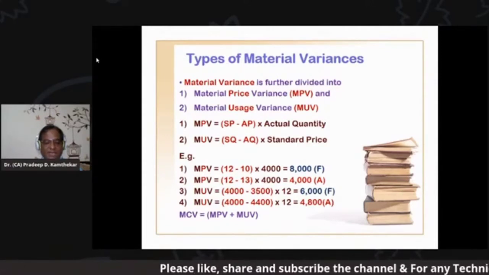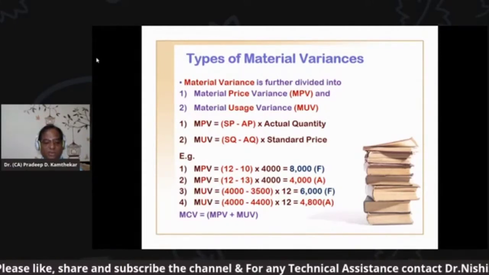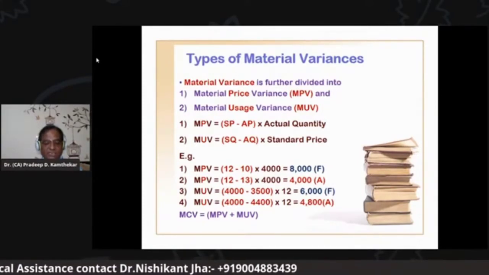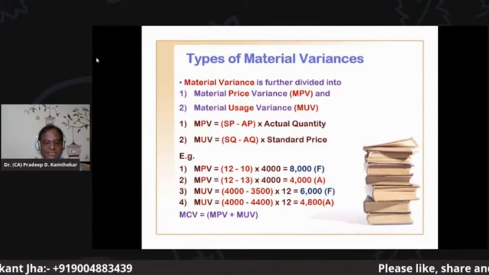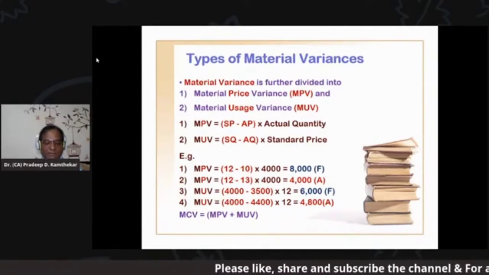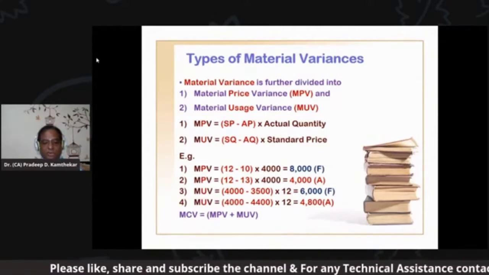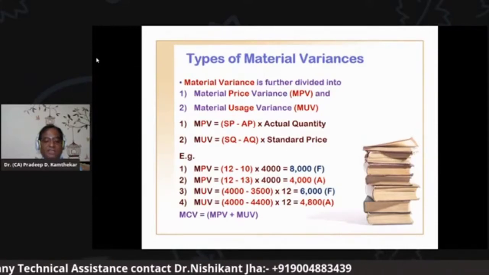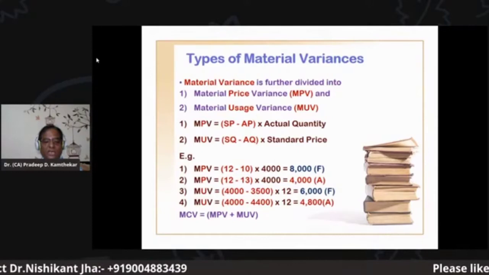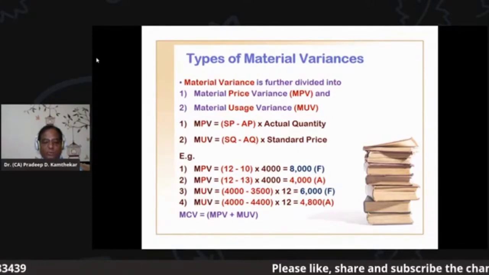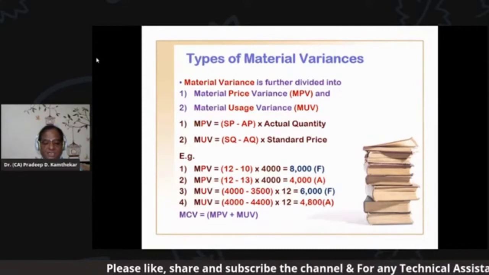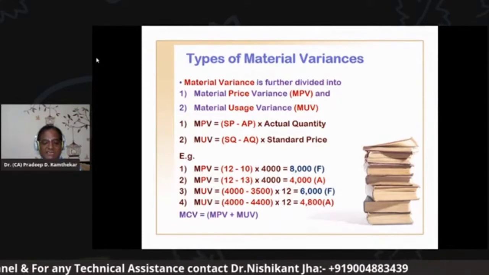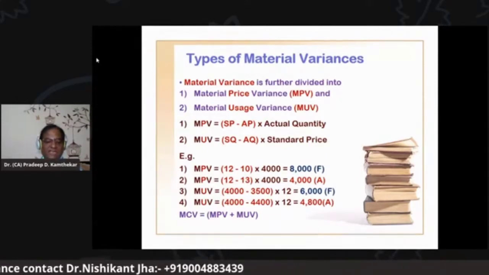And see the last example, where the standard quantity was 4,000 and the actual quantity is 4,400. That means here the business thought of only purchasing or utilizing 4,000 kilograms of the material, but in reality 4,400 kilograms were consumed. So 400 kilograms of the material were consumed extra, and for these extra 400 kilograms, at the standard rate of 12 rupees per kilogram, 4,800 is spent more, and that is an adverse variance as far as material usage variance is concerned.